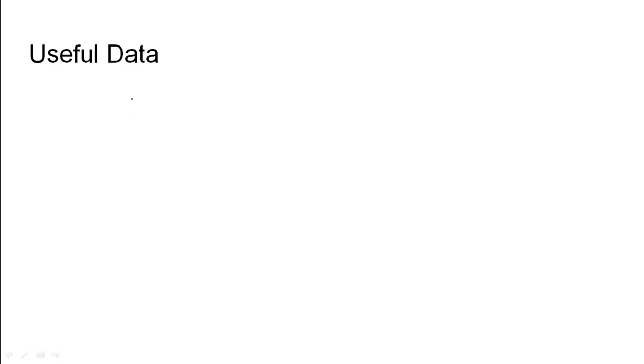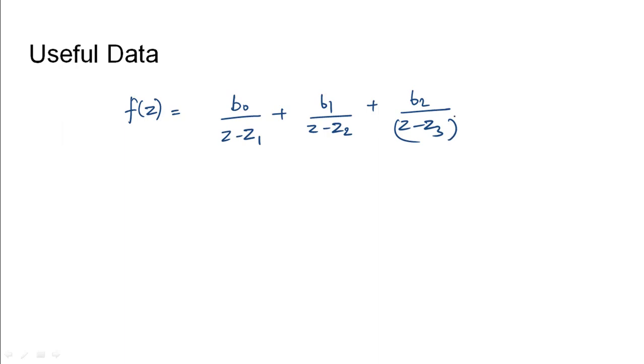So if we are given a complex function f of z, it can be expanded and written in the form of b0 by z minus z1 plus b1 by z minus z2 plus b2 by (z minus z3) whole square, and so on. So these coefficients b0, b1 and b2 are called the residues of the complex function for the specific pole of z minus z3 or z minus z2 as the case may be.